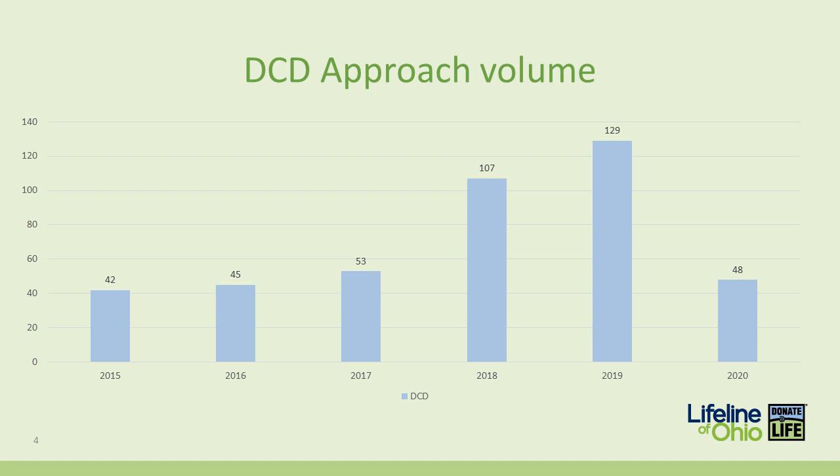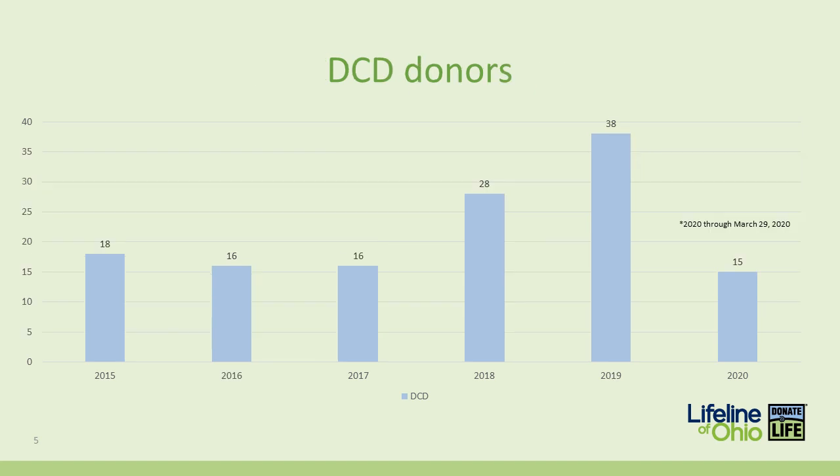Through that laser focus we put into place late in 17, we started to see the impact immediately in 2018 with 107 DCD approaches, ending in 2019 with 129. And as of 2 days ago, we've already had 48 DCD approaches for the year. Of note, in 2019, we actually had 19 donors that we started as DCD that converted to brain death. I feel like that's very telling that this is about timing and the timing involved in the process.